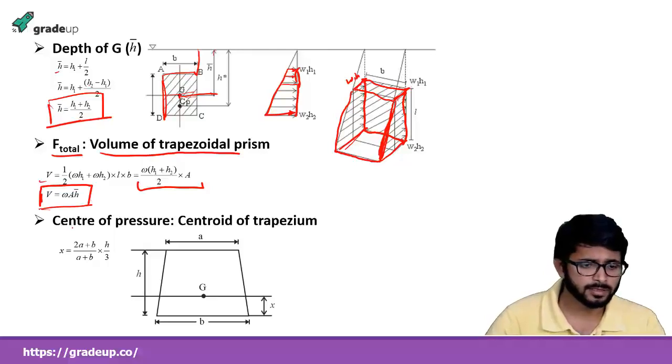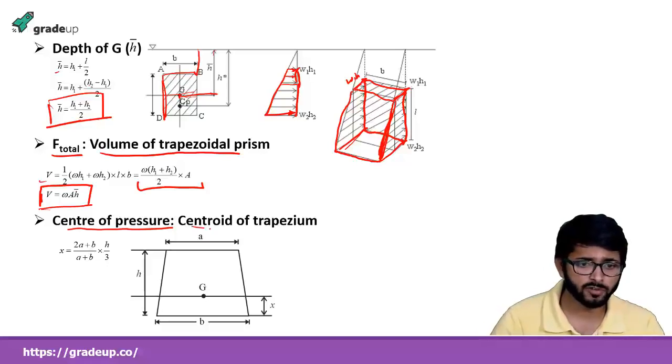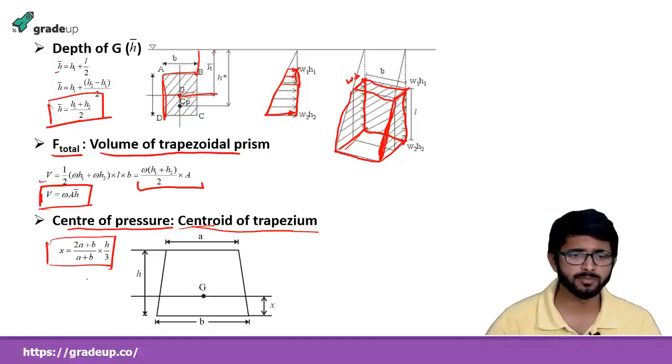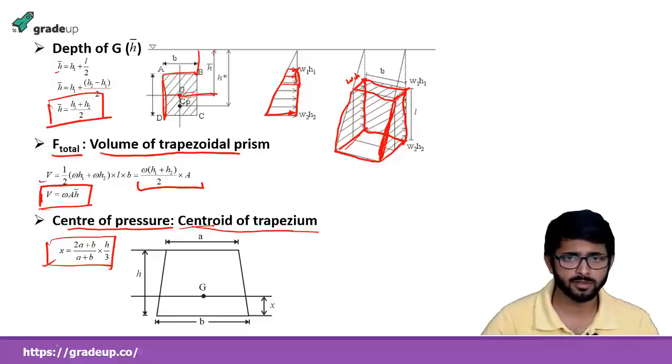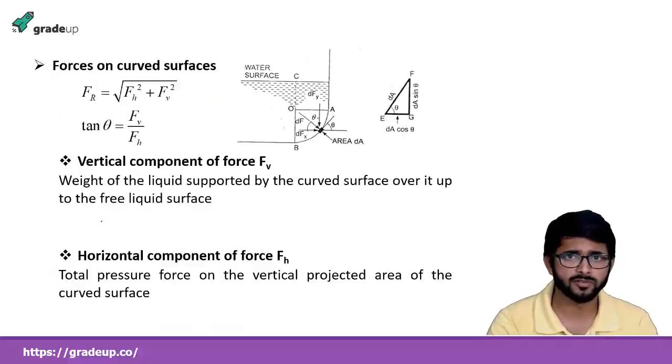Okay. And to find the center of pressure, we just have to find the centroid of this pressure diagram, that is the centroid of this trapezium. So this is the formula to find the center of this prism, this trapezium. So just make a note of this equation. You can find the center of pressure by using this formula. So it is all about the center of pressure force applying at the vertical plane surface.